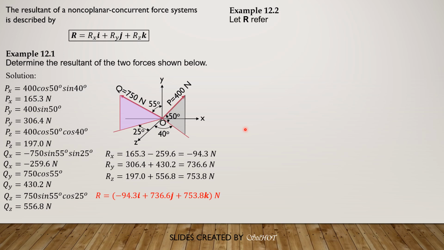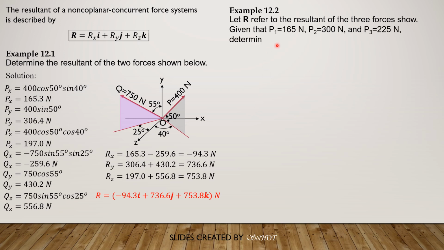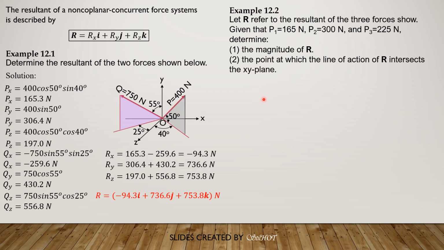Let's proceed to example 12.2. Let R refer to the resultant of the three forces shown. Given that P1 is 165 newtons, P2 300 newtons, and P3 225 newtons, determine the magnitude of R and the point at which the line of action of R intersects the xy plane. We use equal ratios here, if you can remember. Rx over delta x equals Ry over delta y equals Rz over delta z, to solve for the coordinates of the point of intersection with the xy plane.